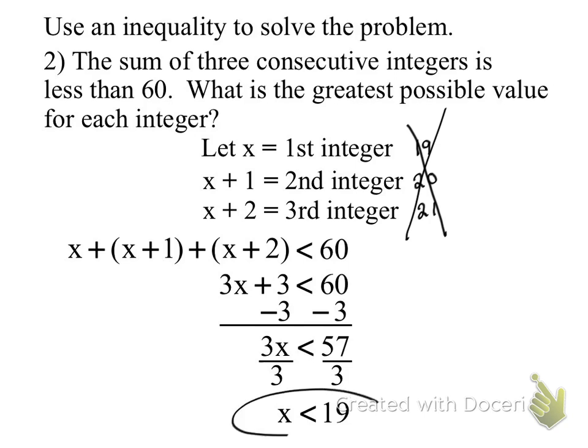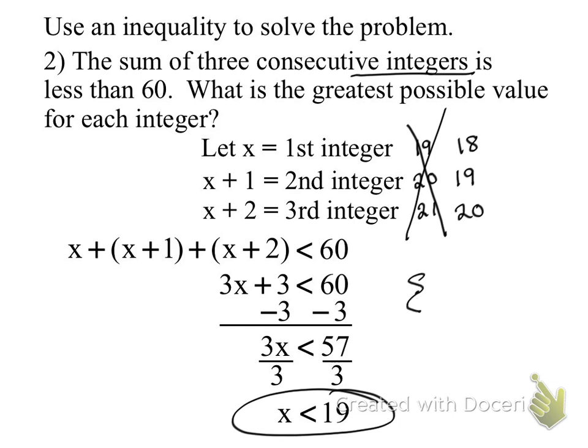We have to pay attention to our answer. And our answer says that x is less than 19. And it also said it's an integer. An integer means it's a positive or negative whole number. So what is the closest integer less than 19? Everybody? It's 18. And the next one would be 19, and the next one would be 20. And that would be the greatest possible set, because you can't go any higher than 18.